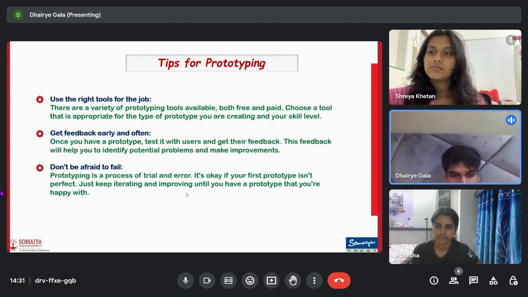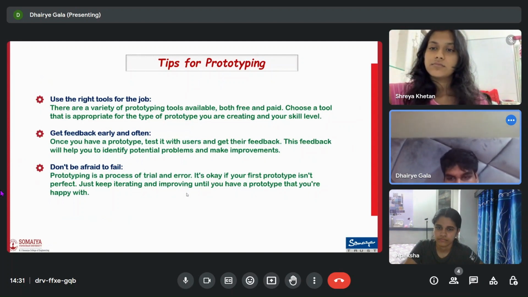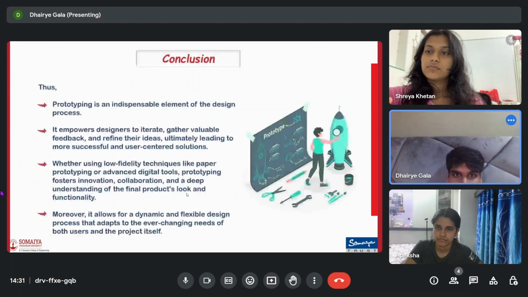This is just a process of trial and error. So it's okay if your first prototype isn't perfect, you can just keep iterating and improving until you have a prototype that customers are happy with.